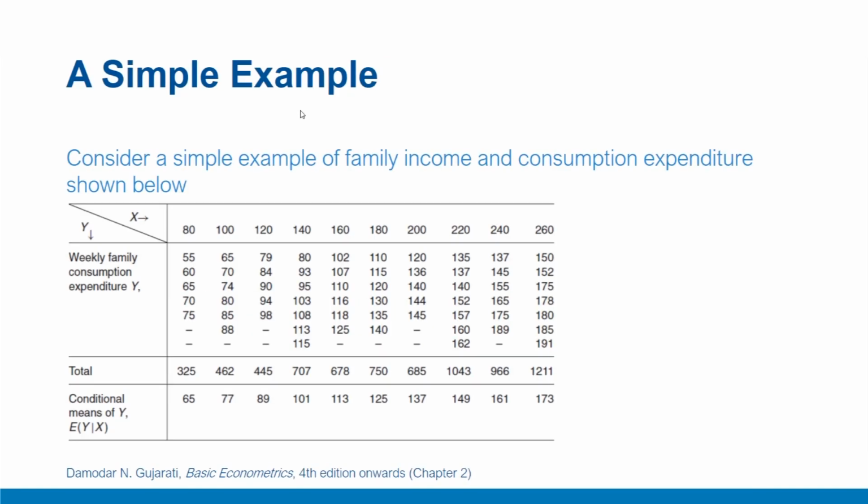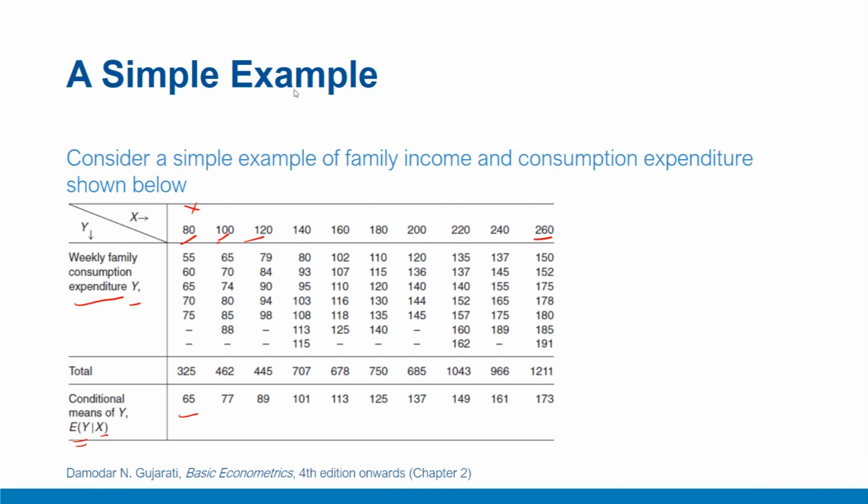In this video, we'll understand the basics of the simple linear regression algorithm with a simple example. Consider the table shown here where family income and consumption expenditures are provided. Here, a population of 60 families is divided into 10 income groups, for example 80, 80 to 100, 100 to 120 and so on up till 260. So there are 10 groups, and their weekly family consumption expenditures, the Y's, are also shown. For each level of income X, we try to compute the conditional mean, that is, expected Y given X, which is 65. Let us see how this is computed.